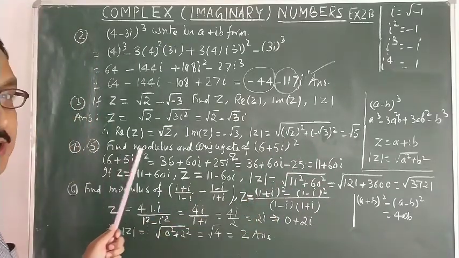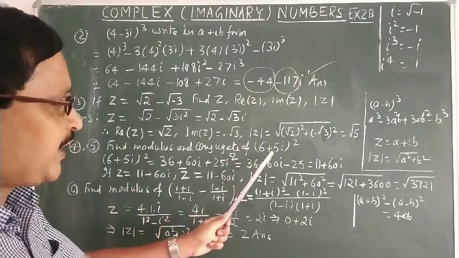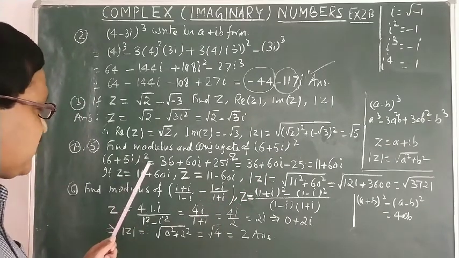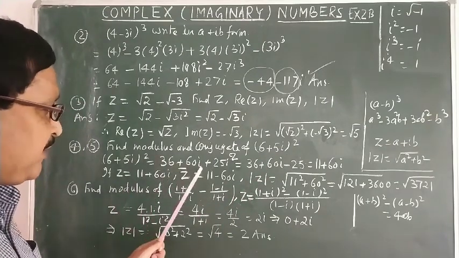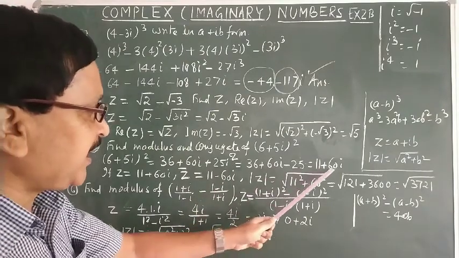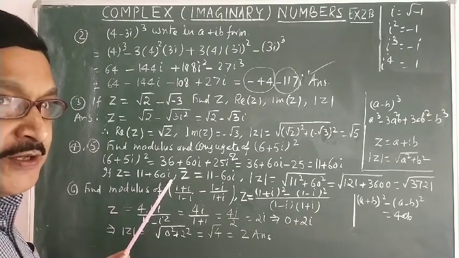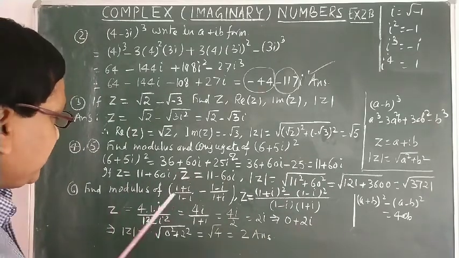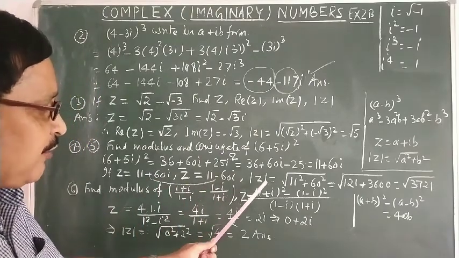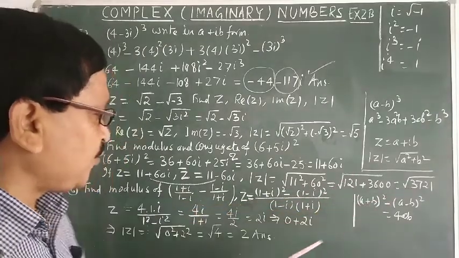Now, fourth and fifth are both identical questions. Find the modulus and conjugate of (6 plus 5i) whole square. So (6 plus 5i) is expanded by a square plus 2ab plus b square. Using i square is minus 1, we get 11 plus 60i. Now z is equal to 11 plus 60i. So z bar is called the conjugate. Only the middle sign is changed, so 11 minus 60i. Now the modulus of z according to this formula is 3721.